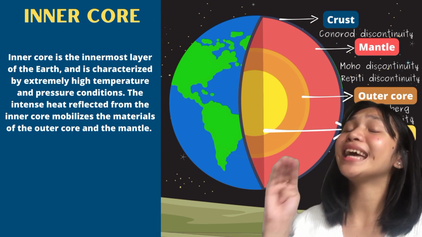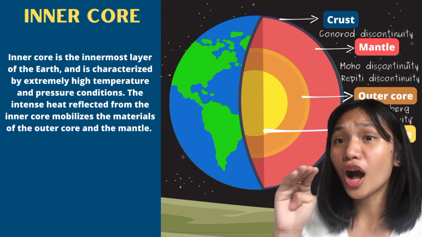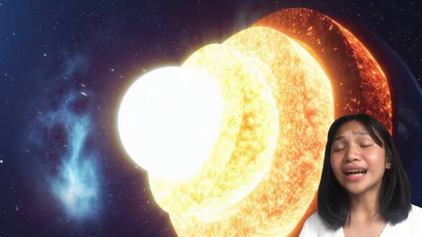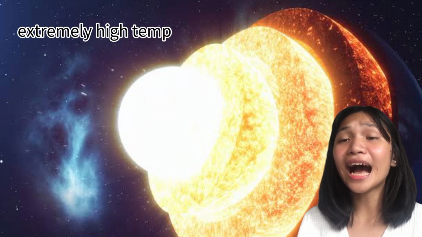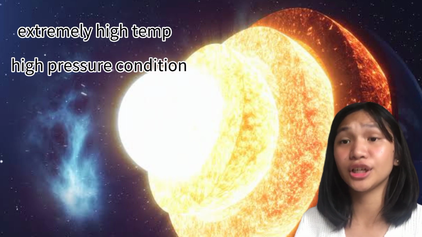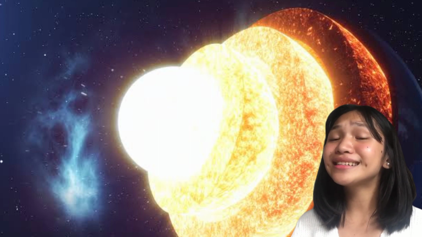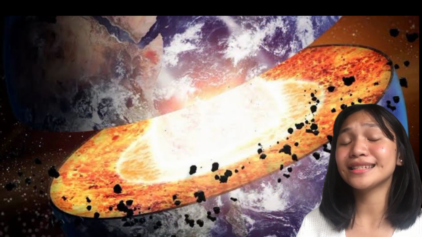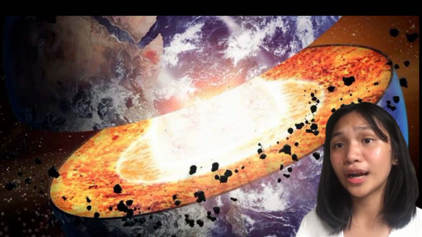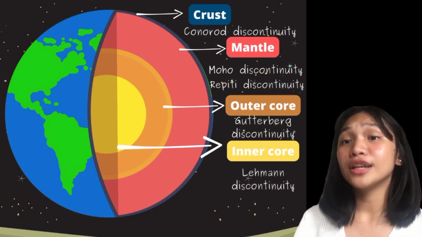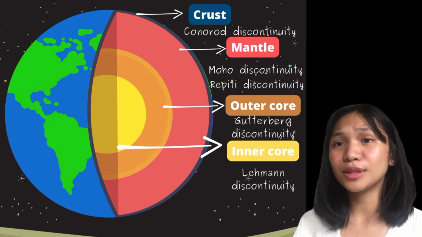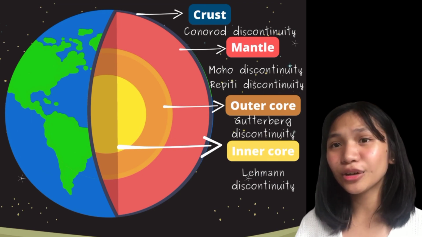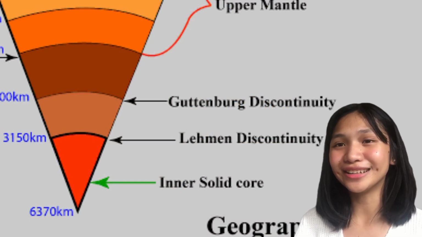The last layer is the inner core. Inner core is the innermost layer of the Earth. It is characterized by extremely high temperature and pressure conditions. The intense heat from the inner core mobilizes the materials of the outer core and the mantle. The discontinuity that lies between the outer core and the inner core is the Lehmann discontinuity.